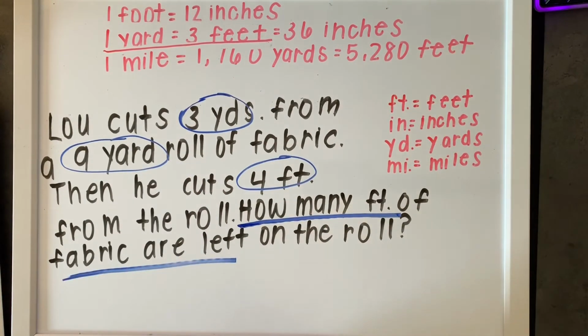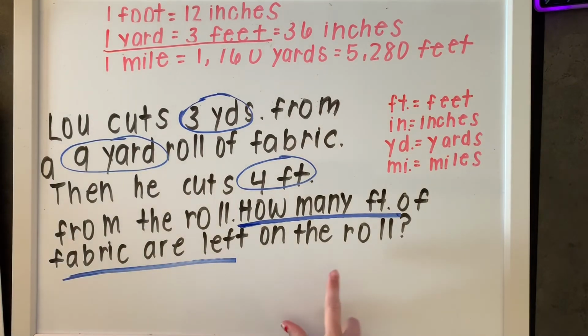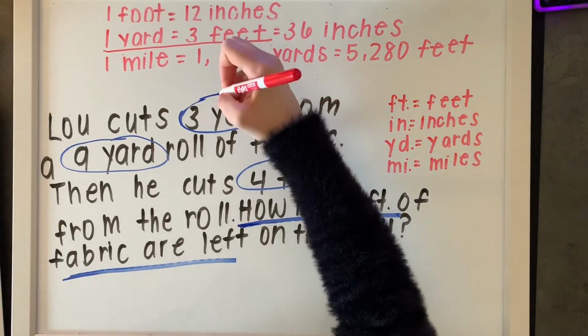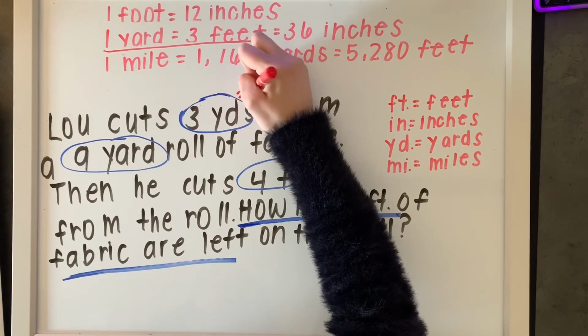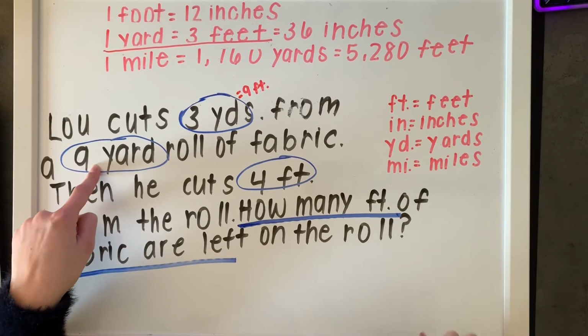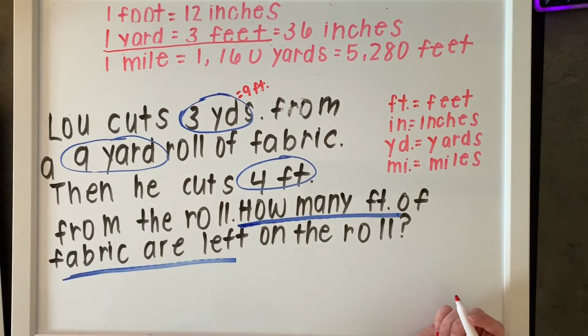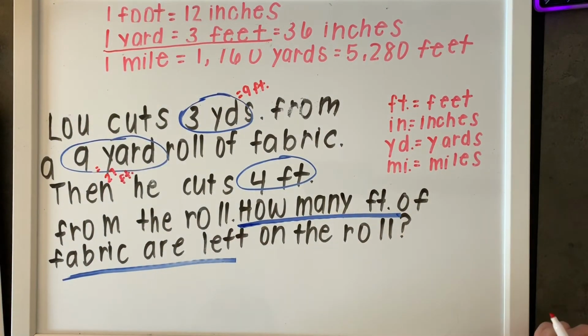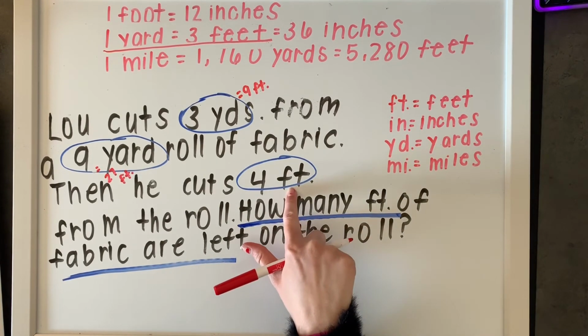So first of all, he's cutting 3 yards of fabric. The question is asking us about feet, so I'm going to go ahead and convert that to feet. 1 yard equals 3 feet, so 3 yards equals 9 feet. Then it says that he has a 9-yard roll of fabric, so the whole roll of fabric together is 9 yards. But I need to know how many feet that is. So again, I'm going to go back and say 1 yard equals 3 feet. So 9 yards, 9 times 3 equals 27 feet. Then he cuts 4 feet. Well, that's already in the unit feet and we do not need to change it.